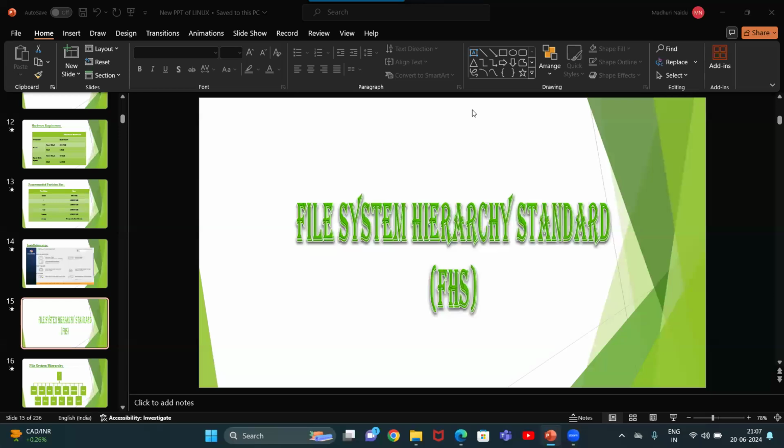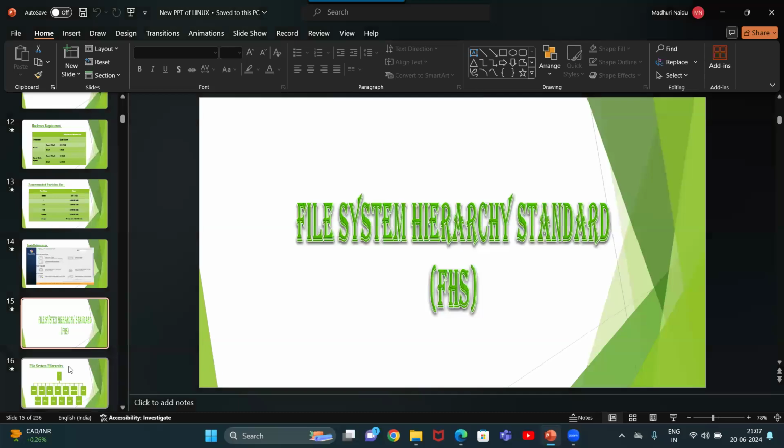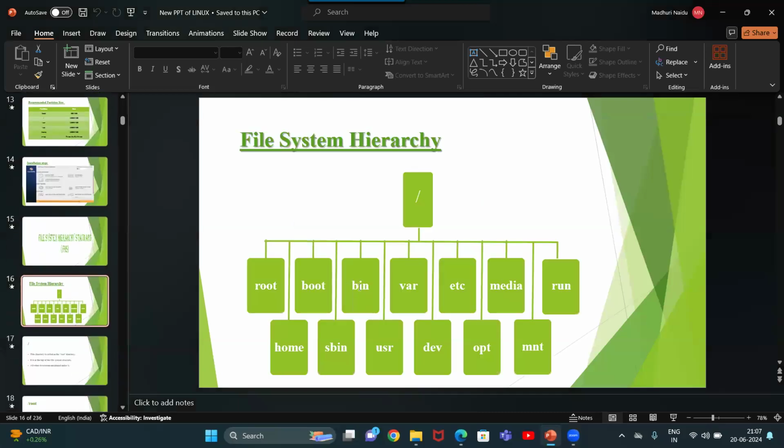Similarly, in Linux also, after entering the operating system, we get some default directories. So about the directories we are discussing now. As an administrator, you should know what directories come along with the operating system, and you must know the function of each directory. So today's topic is file system hierarchy, the default directories of Linux.